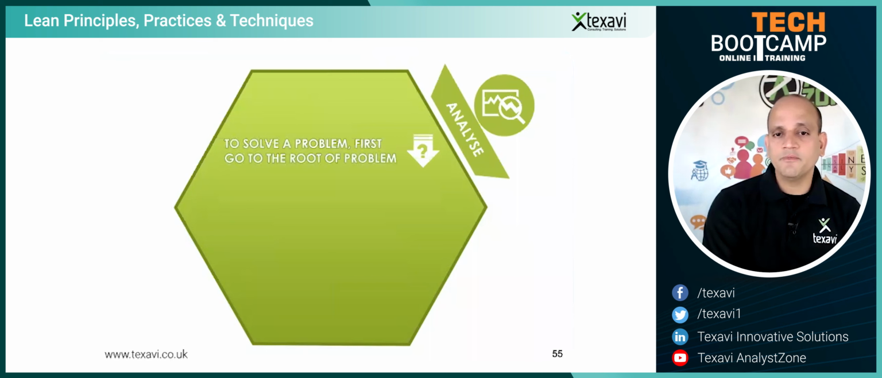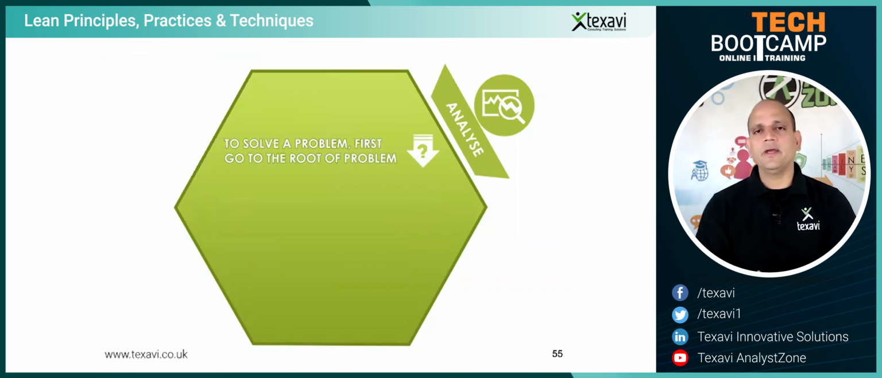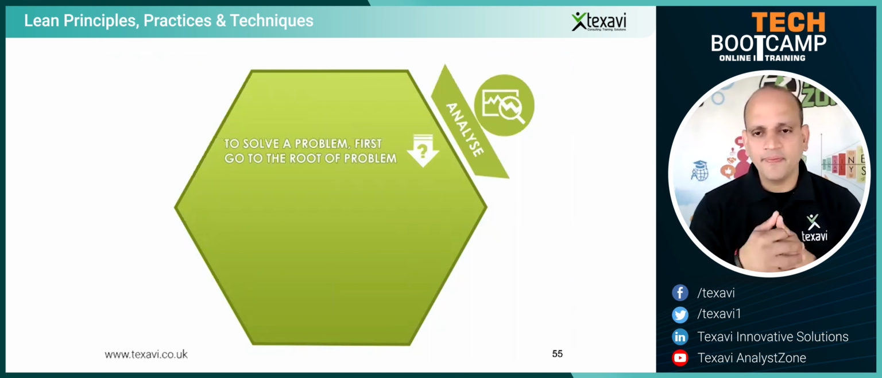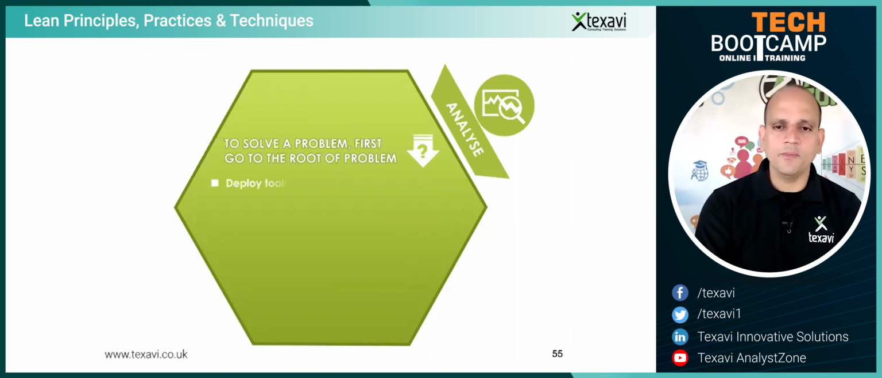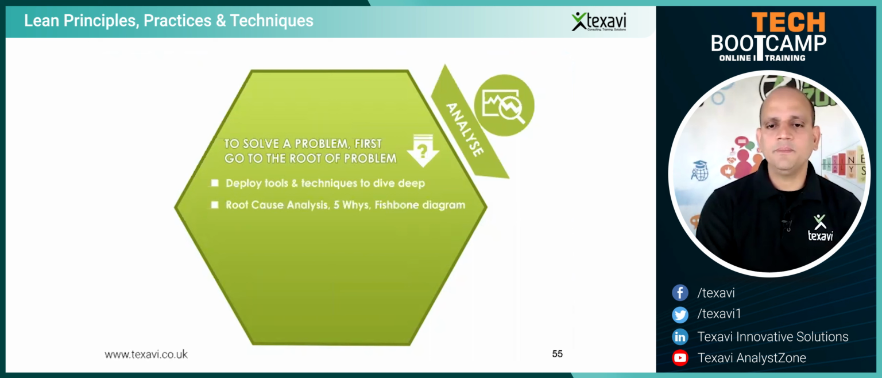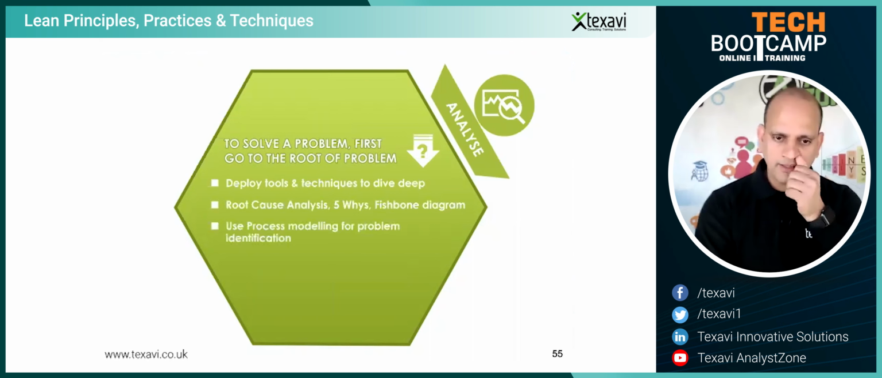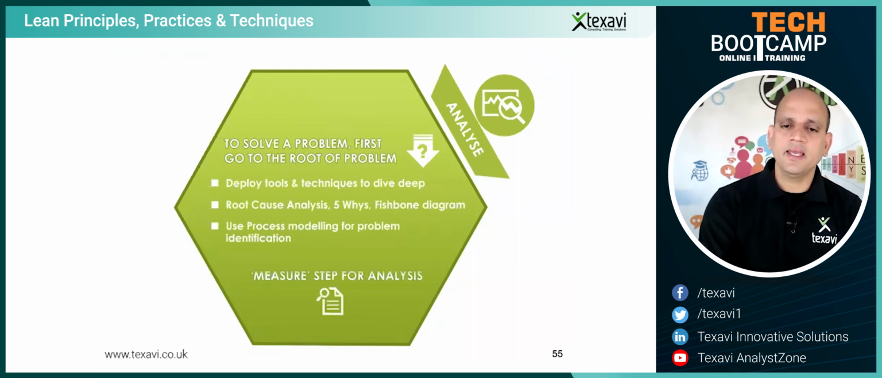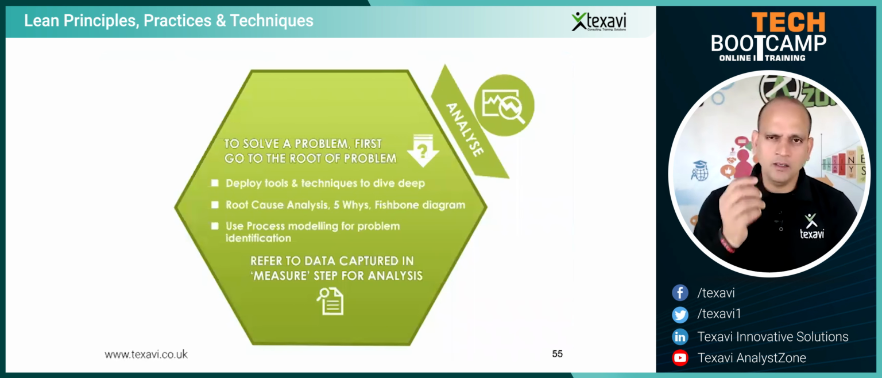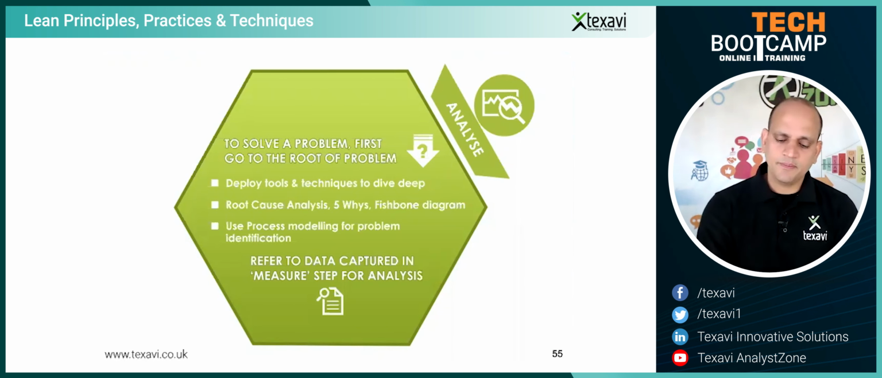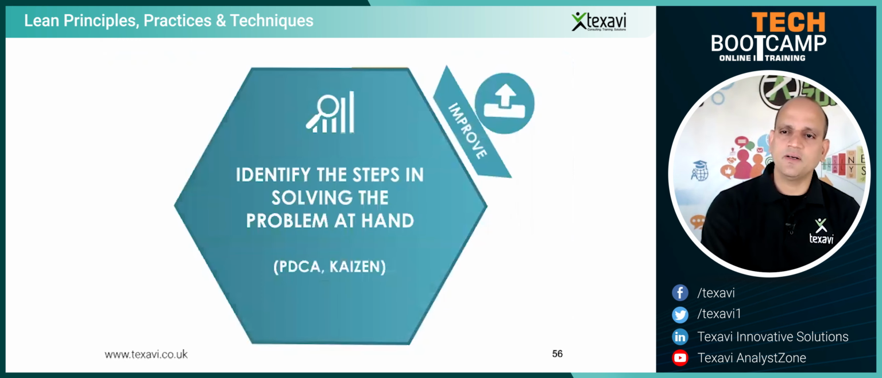So to solve a problem, first go to the root of the problem. You need to understand where the problem is, right? If you want to solve something, you need to acknowledge that there is a problem. And that's why you need to really get to the real depth, the real root of the problem. So you need to deploy some tools and techniques for a quick deep dive: root cause analysis, fishbone, and so on, and then use process modeling and other things to get to that. So refer to the data capture and measure step for analysis. That's where we need to go back to some of the techniques and tools used in the previous step, so the measures, the CSFs and all that.